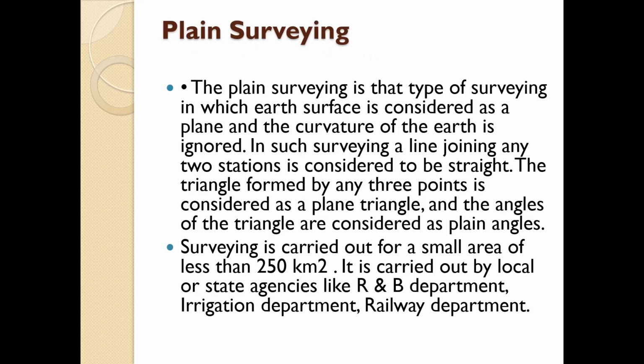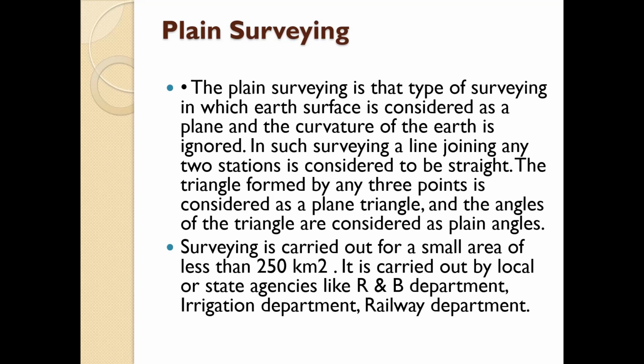Plane surveying is that type of surveying in which the Earth's surface is considered as a plane and the curvature of Earth is ignored. In such surveying, a line joining any two stations is considered to be straight. The triangle formed by any 3 points is considered a plane triangle, and the angles of the triangle are considered plane angles. So basically, in plane surveying, we are not considering the curvature effect of the Earth. That's why all the lines are considered plane, and even the triangles or shapes formed by this kind of surveying are considered plane triangles or plane angles.